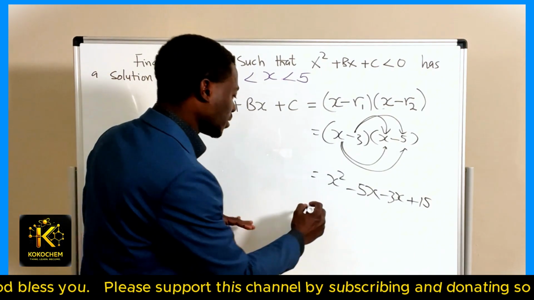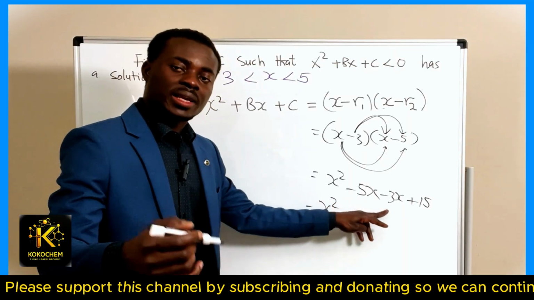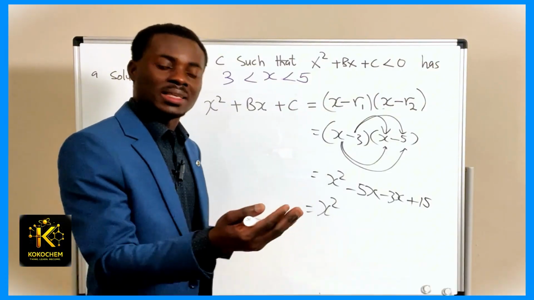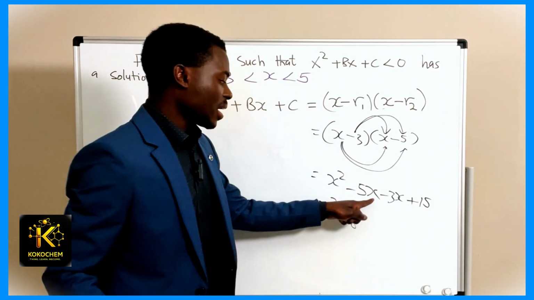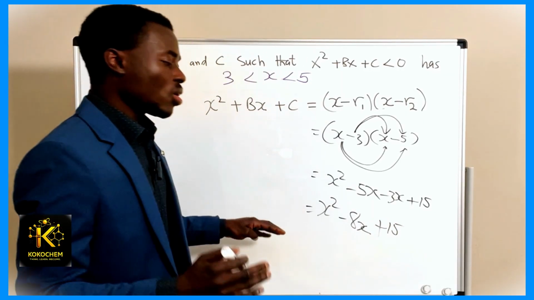Let's simplify it further. You have x squared minus 5x minus 3x. It's like saying minus 5 minus 3 will be minus 8, right? And then you just add x to it, plus 15.